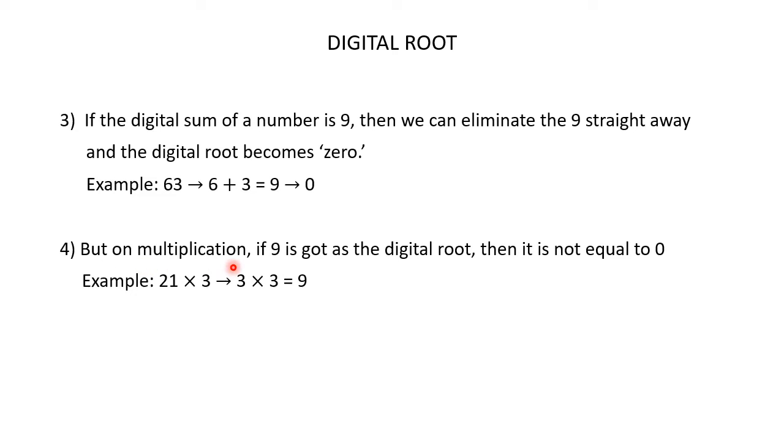But on multiplication, if 9 is got as the digital root, then it is not equal to 0. For example, 21 multiplied by 3. 2 plus 1 is 3. So 3 multiplied by 3 is 9. Here, the value of 9, you have to take the value as 9, not 0. So only when you add the digits and get the result as 9, then you can consider the digital root as 0. But when you multiply and get 9, then 9 itself is the digital root, not 0.